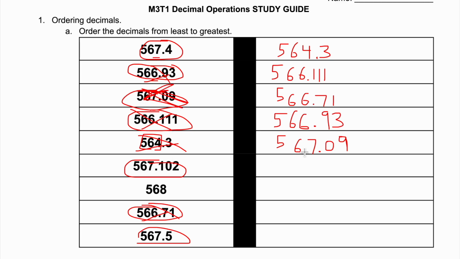0.4, 0.1. So 0.1 is next: 567.102. That one's done. 567.5 and 567.4. So 567.4, or 4/10, then 567.5. And then my highest is 568.